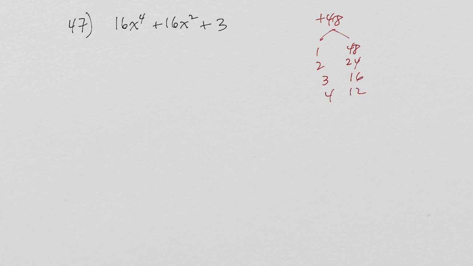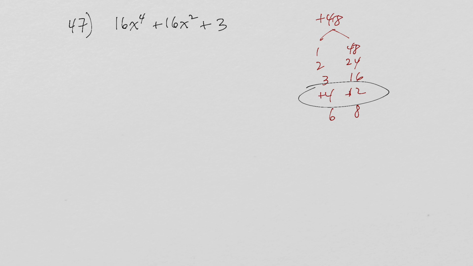Okay, last one, number 47. We've got 16x to the 4 plus 16x squared plus 3. If I multiply my two outer numbers together, I get a positive 48. Because it's positive, I'm looking for factors that add up to this. So if you don't see them, just start doing this. 1 and 48, 2 and 24, 3 and 16, 4 and 12, 5 doesn't go in, 6 and 8, and I guess that's it. So I'm looking for something that adds up to 16. I guess there it is. I could have stopped there. And they both got to be positive.